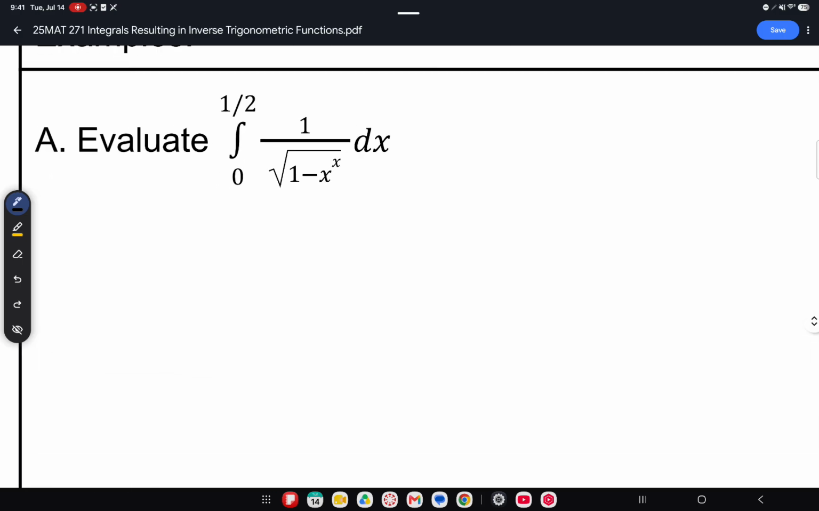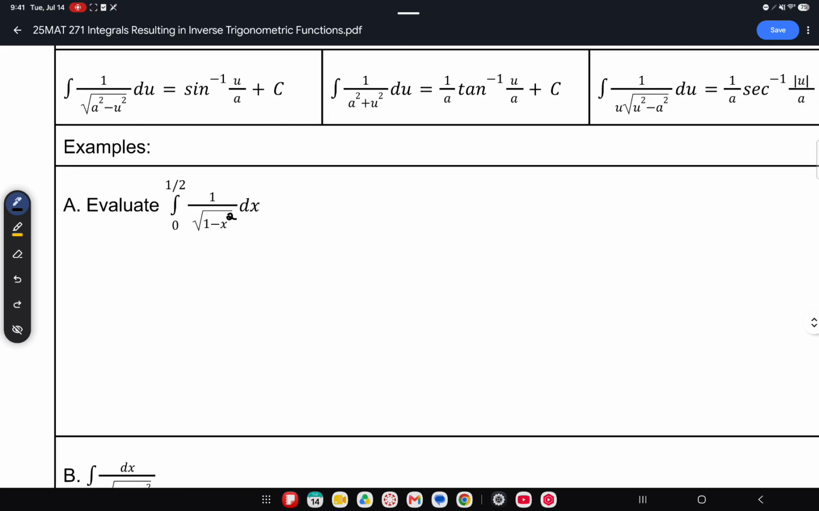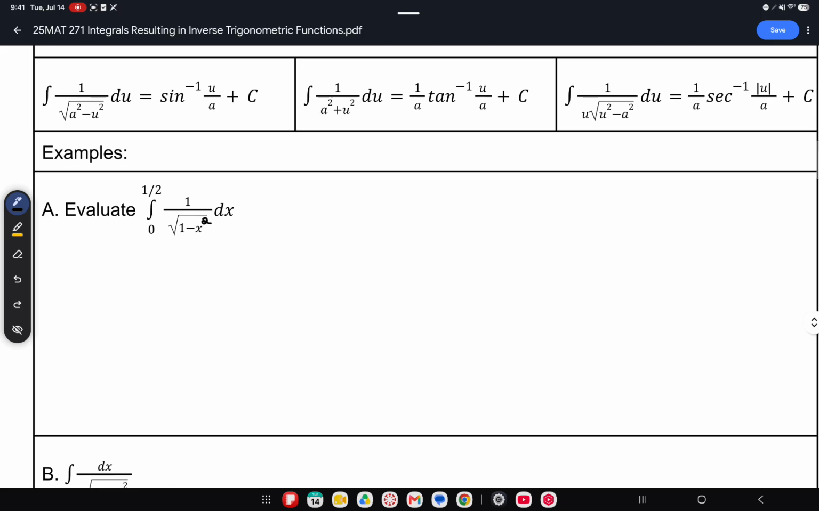I already see a little typo here. That should be 1 minus x squared, not x to the x. So I want to evaluate this integral. I have a square root here, so this is going to go with inverse sine. I always write out what u and a are. In this case, u is just x, and a is just 1, because this is in the form a squared minus u squared. So we just take the square roots of those. The square root of 1 is 1, and the square root of x squared is x.